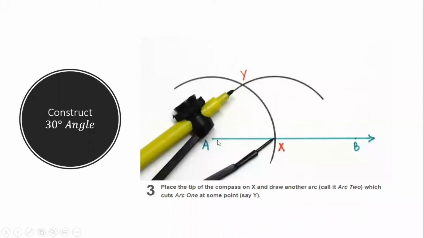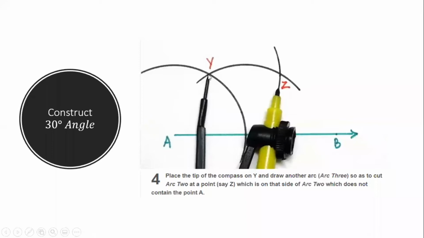So if we're constructing a 60 degrees angle, what we did just now was to construct a 60 degrees angle here. However, we're interested in a 30 degrees angle. So we now bisect our 60 degrees to get our 30 degrees angle. We'll use these two intersecting points, the X and the Y, from our arc 1 and arc 2.